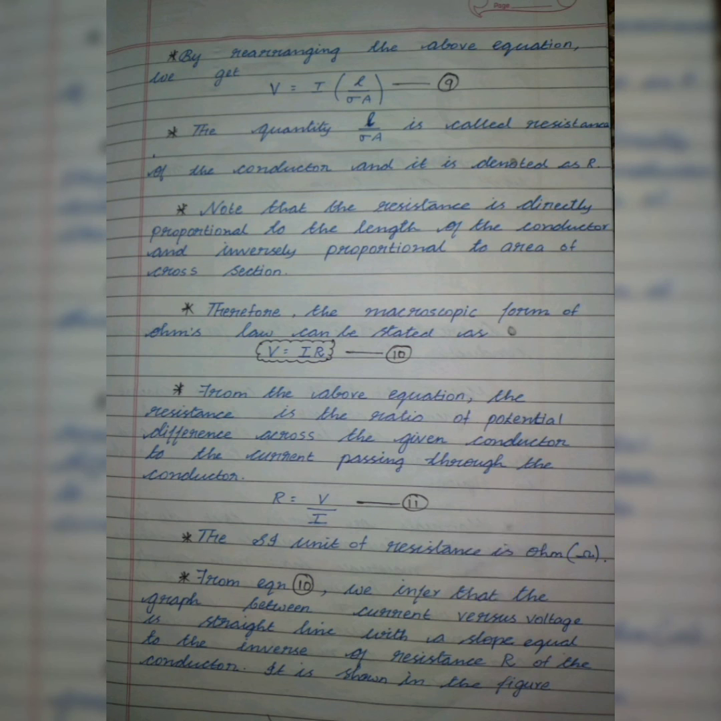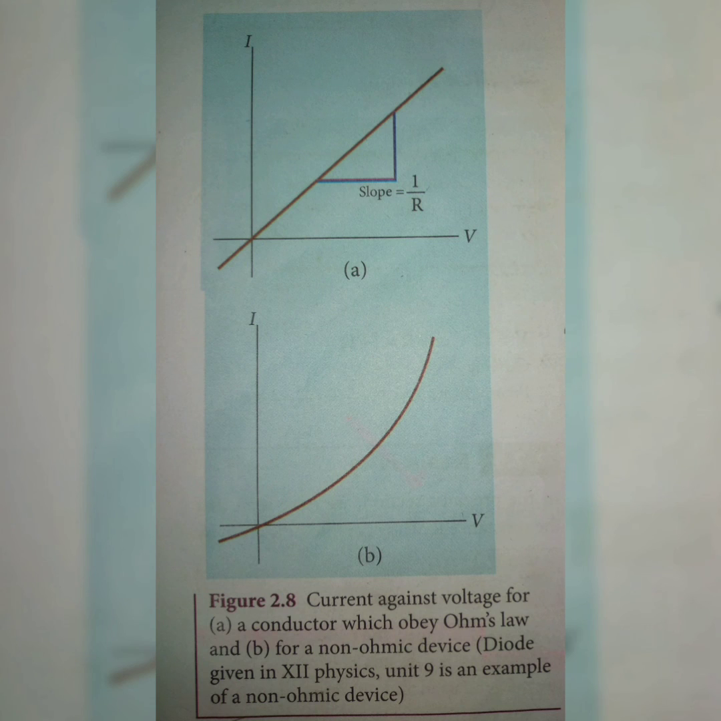Then from equation number 10, we infer that the graph between current versus voltage is a straight line with a slope equal to the inverse of the resistance R of the conductor. This is shown in the figure. If we look at the diagram, you can understand that. The first diagram denotes the current against voltage for a conductor which obeys Ohm's law, and the second diagram denotes the current against voltage for a non-ohmic device.